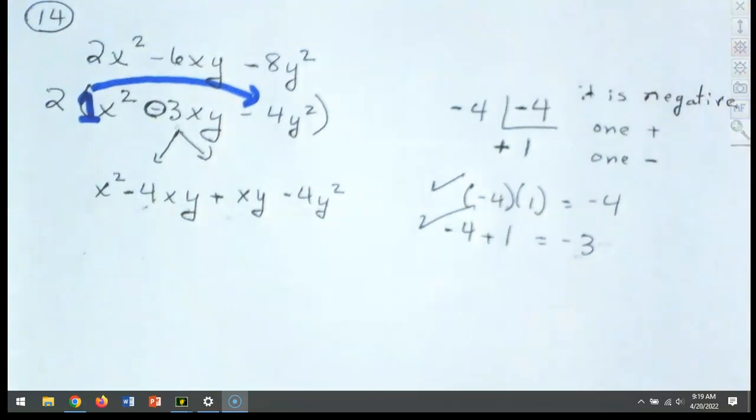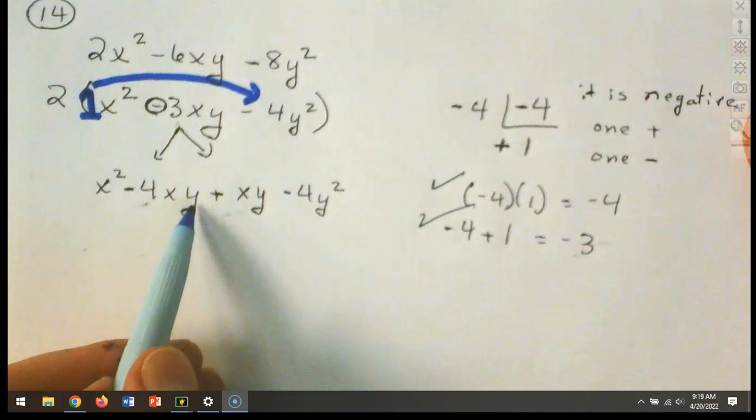Don't worry about the 2. You don't have to write it again. All that 2 is going to do is just fall down to the end. Okay, so just kind of keep track of it. You don't have to constantly write it because then you'll make a mistake with it. All it does is fall down to the end.